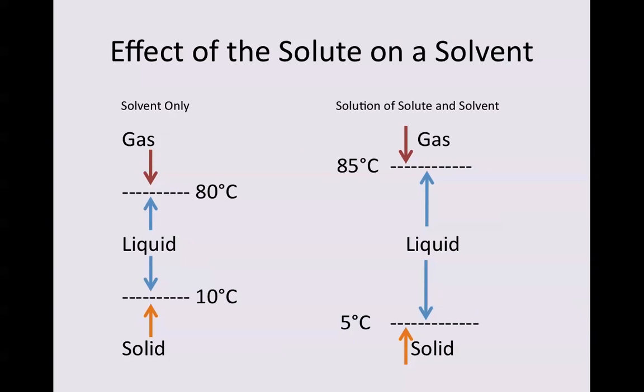And sometimes students have a little bit of trouble understanding this. So if this was my solvent only, and the melting/freezing point was 10 degrees Celsius and the boiling point was 80, you'll see you have only a liquid from 10 degrees Celsius to 80. If the boiling point gets raised when I add the solute, and it goes up to 85 and the freezing point falls to 5 degrees, you can see that it's now a liquid from a lower temperature to a higher temperature, 5 degrees to 85 degrees. Something just to keep in mind.